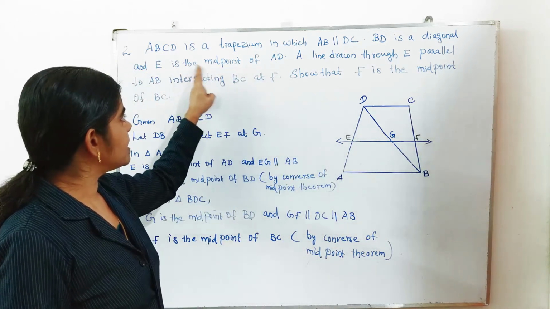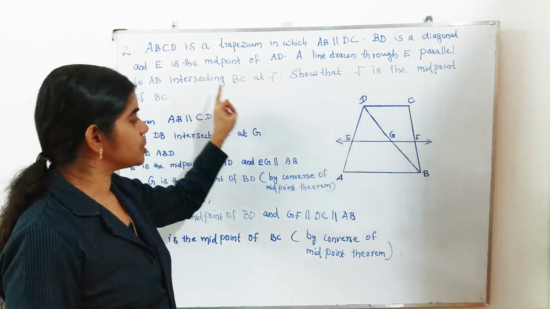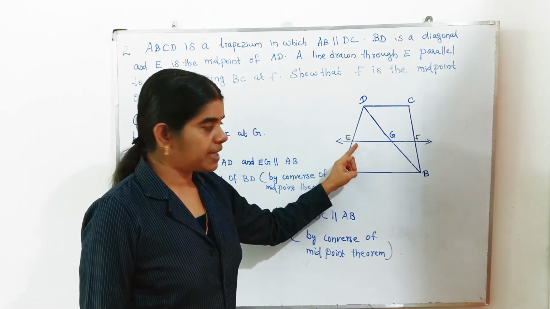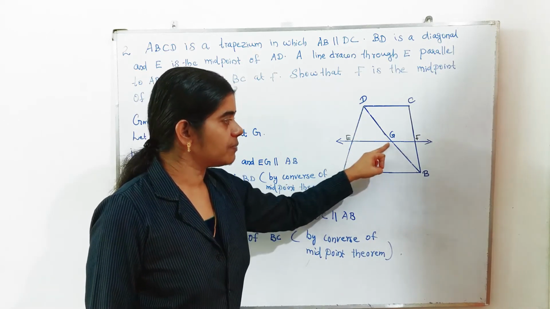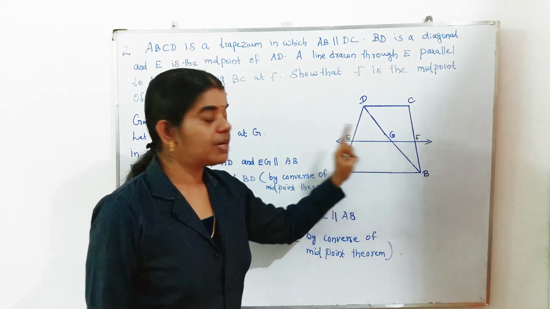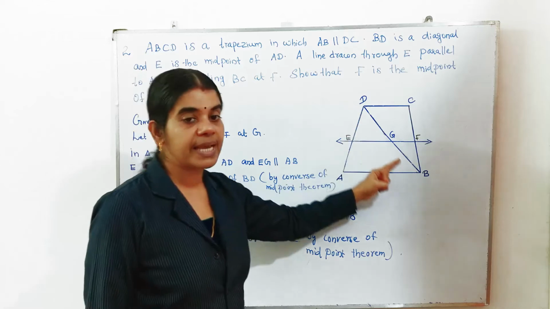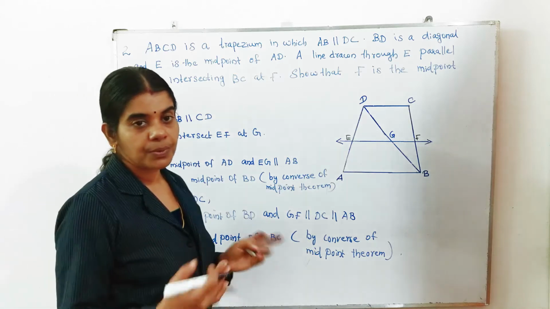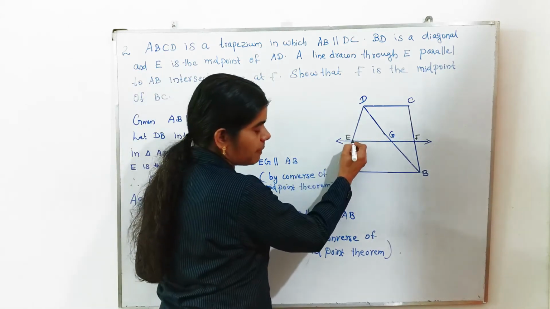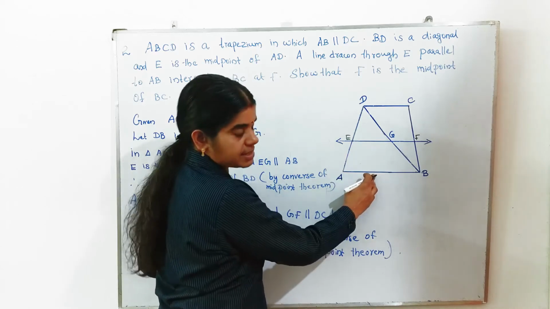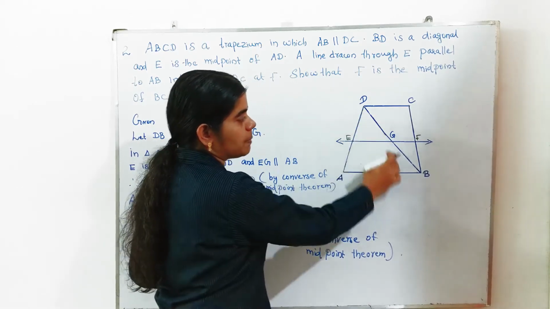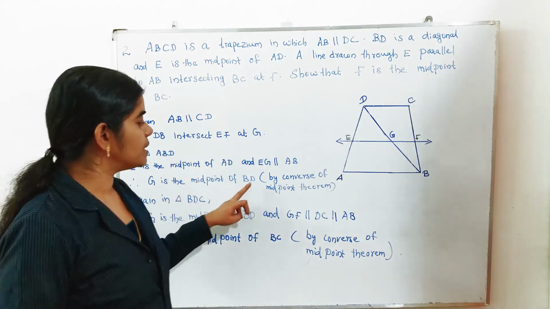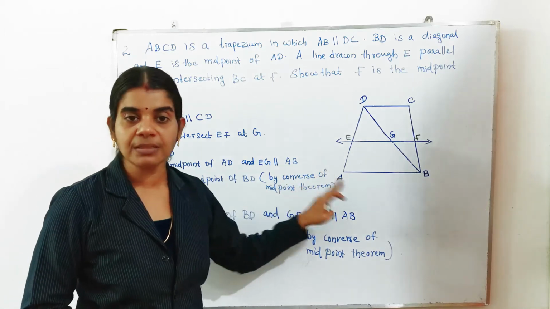They already told us that E is the midpoint of AD, and a line is drawn through E parallel to AB. So EF is parallel to AB. Then E is the midpoint and this line EG is parallel to AB. Then what can we write? G will be the midpoint of the side BD by the converse of the midpoint theorem. You know what the converse is: one side has its midpoint given, and the line drawn is parallel to the third side, then automatically it will pass through the midpoint of the other side. So G is the midpoint of the side BD.